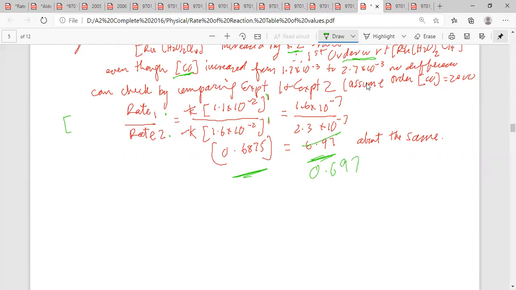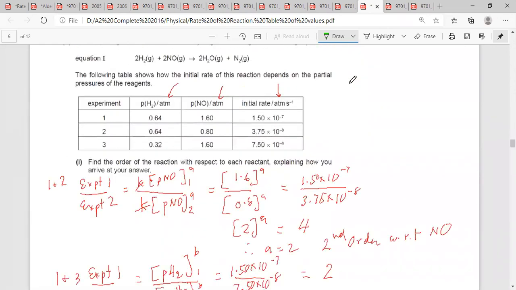0.697. Okay, so another one. Earlier this is in terms of concentration. Now this is in terms of atmosphere. So the rate is atmosphere per second. Normally it's moles per dm cube per second. So remember, very important, later because they will check you on the K, the units of K.